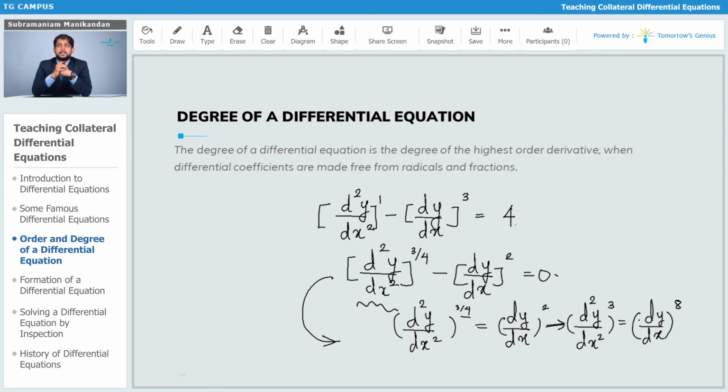And now, as you can see, the second order derivative has exponent 3. So 3 is a whole number, it's a natural number, and therefore now we can say that the order of the differential equation is 2 and the degree is 3. So this has to be kept in mind, that the exponent of the highest order derivative, while finding out the degree of the differential equation, must not be in terms of radicals, that is, it should not be in terms of fractions.